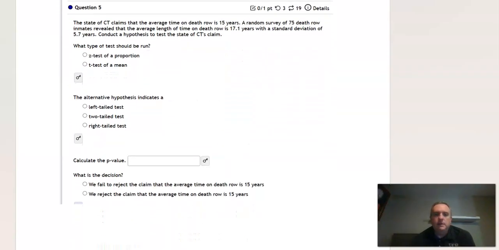All right, let's actually do a test here. The state of Connecticut claims that the average time on death row is 15 years. A random survey of 75 death row inmates revealed that the average length of time on death row is 17.1 years with a standard deviation of 5.7 years. Conduct a hypothesis test to test the state of Connecticut's claim. So this is a mean. The mean or average time on death row is 15 years, so this is going to be a t-test for a mean.